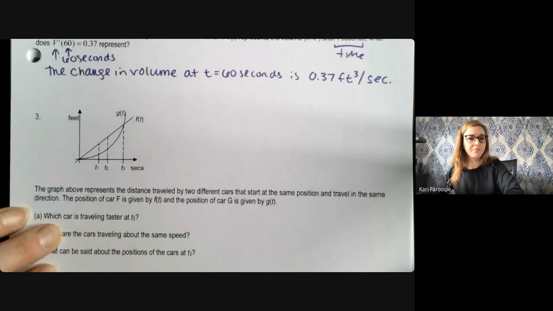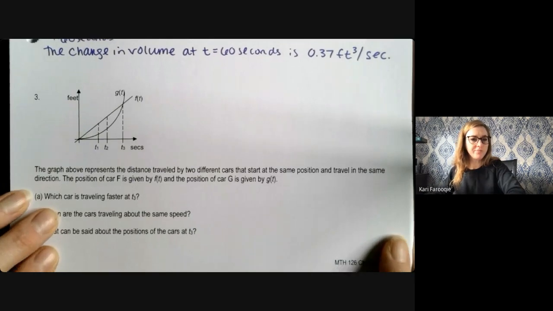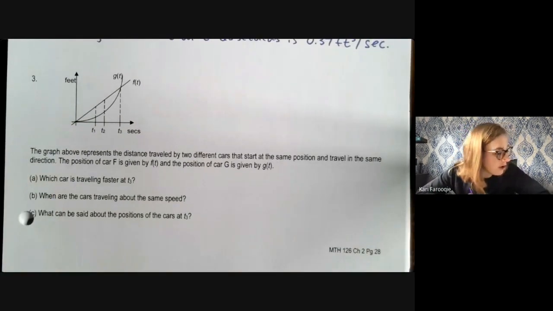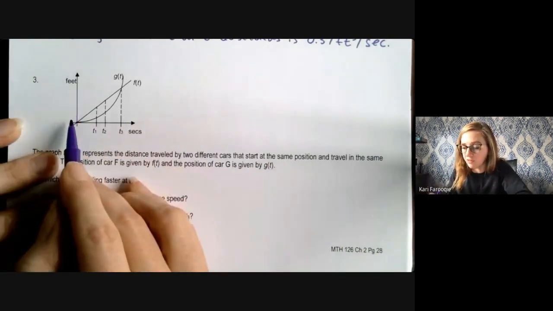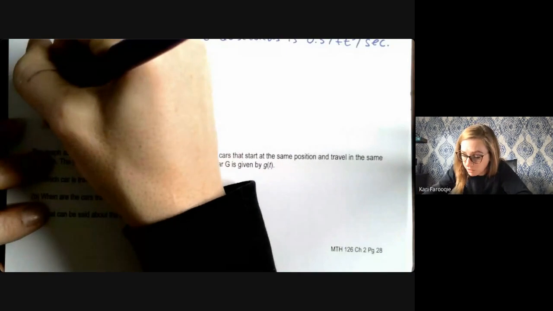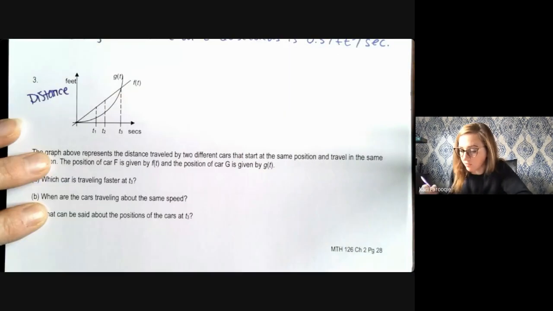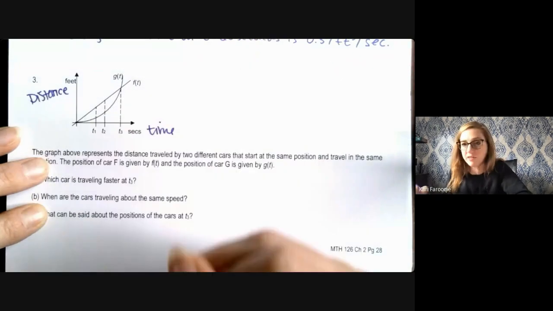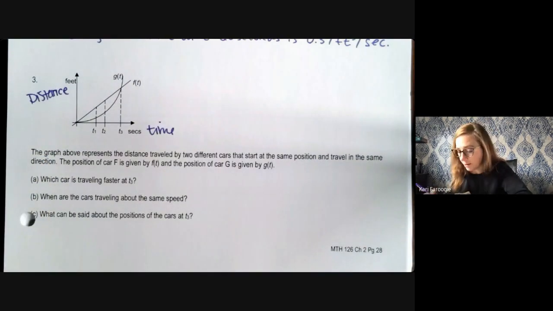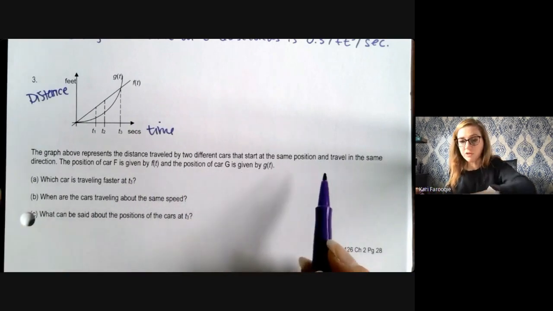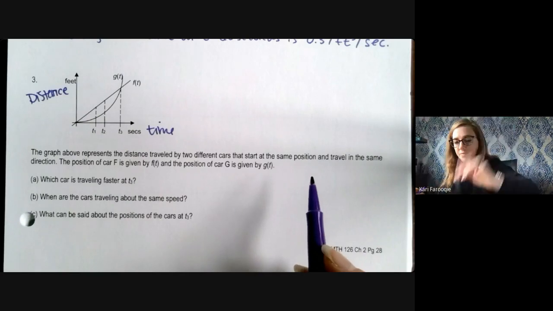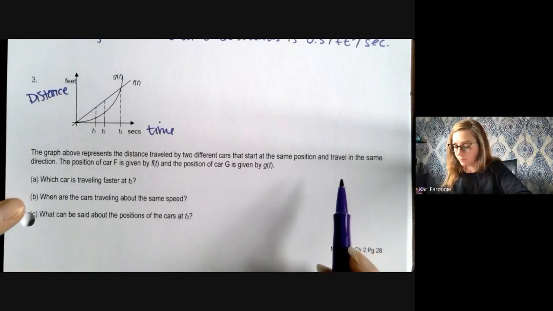Number 3. This graph is a little bit tricky. The graph above represents the distance traveled by 2 different cars that start at the same position and travel in the same direction. Notice here that the y-axis represents feet, so this is the distance traveled. If you want to think about the y-axis as distance, if you find that helpful, whereas the x-axis would be represented by time in seconds. The y-axis is distance in feet. So the above graph represents the distance traveled by 2 cars that start at the same position and travel in the same direction.